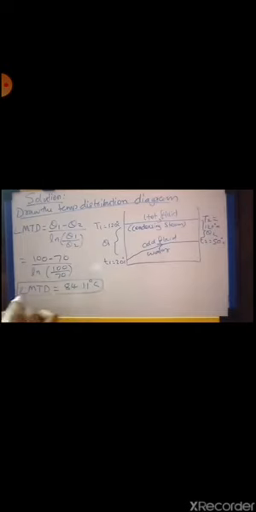Then we have to find out the LMTD, that is the logarithmic mean temperature difference. We know that LMTD is equal to theta 1 minus theta 2 divided by ln of theta 1 by theta 2, that is 100 minus 70 divided by ln of 100 by 70. That is, LMTD we get 84.11 degrees centigrade.